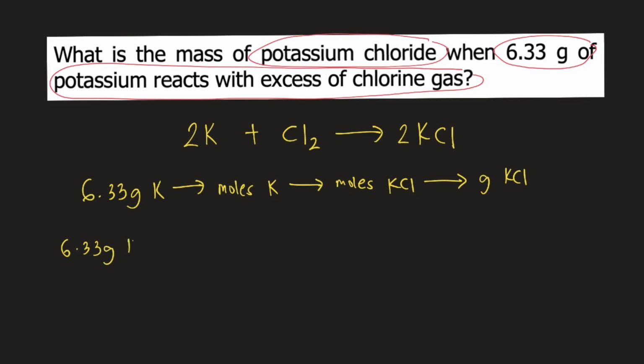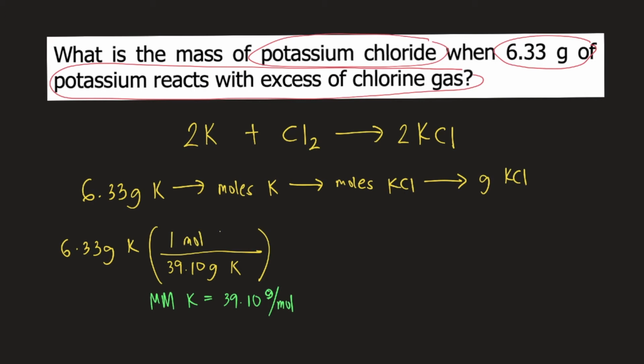6.33 grams of potassium. To convert this into moles, we need the molar mass of potassium, which is equal to 39.10 grams per mole. So you put 39.10 grams at the bottom, and on top you put 1 mole. So grams of potassium will cancel. Now you have moles of potassium.